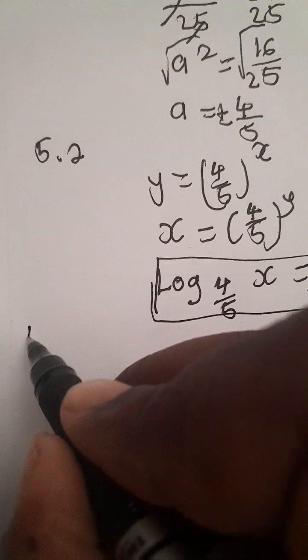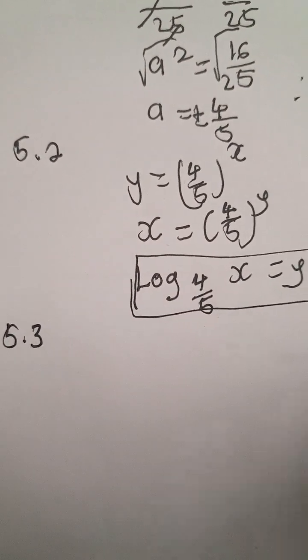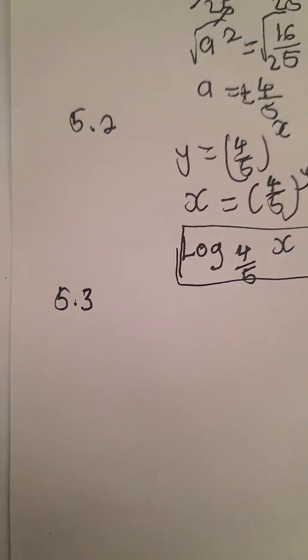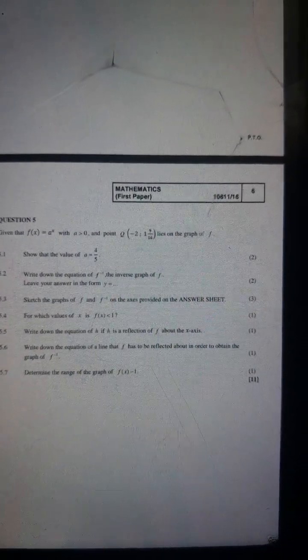Now let's go to 5.3. At 5.3, we are required to sketch the graph of f and the inverse on the axis provided on the answer sheet. We're also going to go to 5.4 as well, but let's start with 5.3. Let's do the sketch.